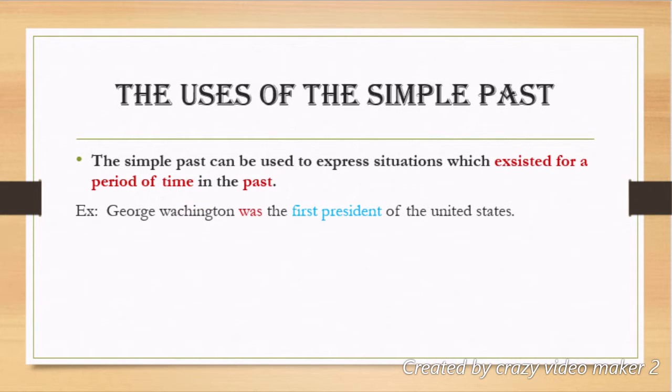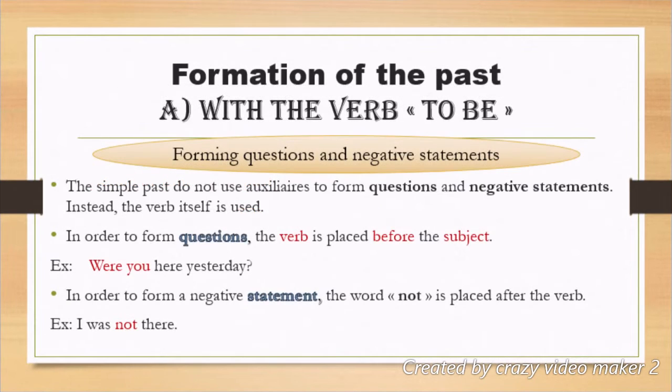3. The simple past can be used to express situations which existed for a period of time in the past. For example, George Washington was the first president of the United States. It means here that George Washington ran America for a period of time and, of course, in the past.